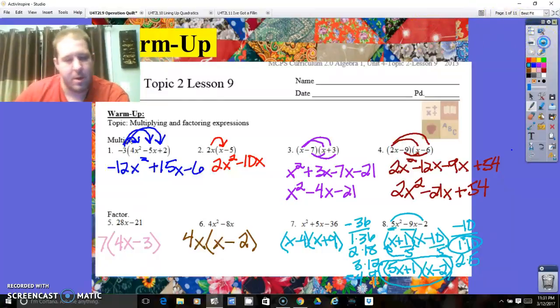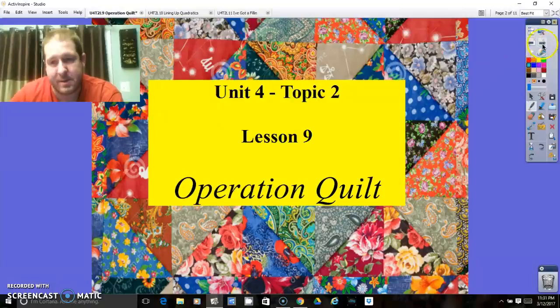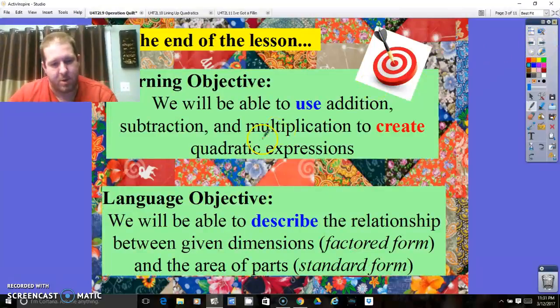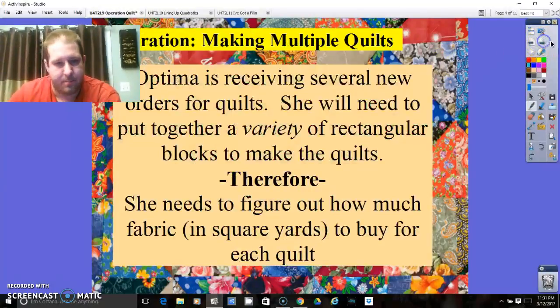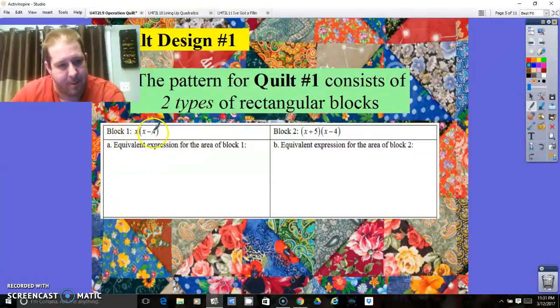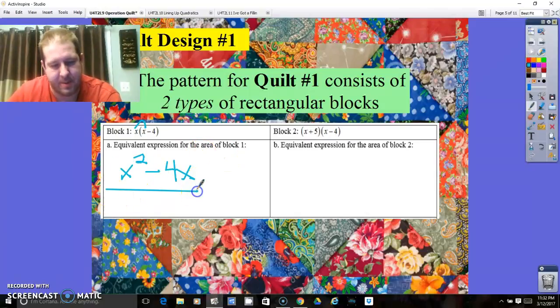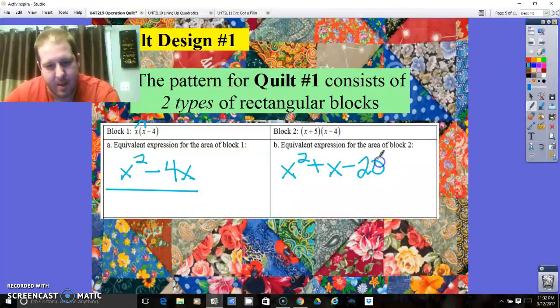There's your answer. Okay, so in this lesson, we're going to do something very similar to what we've done in the past, only using addition and subtraction in conjunction with multiplication, which is what we've done in every other lesson so far. So it starts off with some simple multiplication. This practices what we just did in the warm-up. x times x is x squared. x times negative 4 is negative 4x. So block 1 is going to be represented by this area. Block 2, I'm going to simplify this pretty quickly. That's going to add up to x, and that's going to be negative 20. If you use FOIL on this, you end up getting this answer.